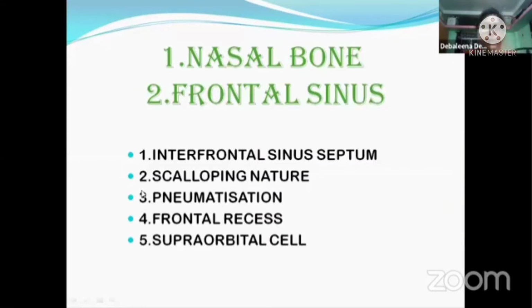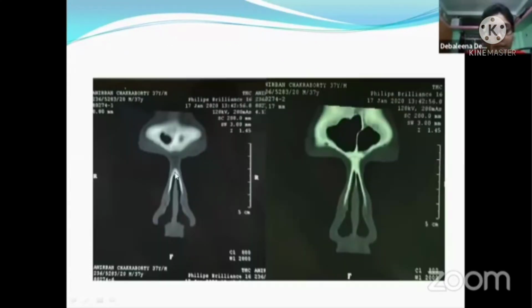So now let us start with all the anatomical structures. So in this cut, we are seeing the nasal bones. This small structure is the nasal bone area. This is the frontal bone. This is the right frontal sinus, which is well pneumatized, and the left frontal sinus, which is a bit opacified.